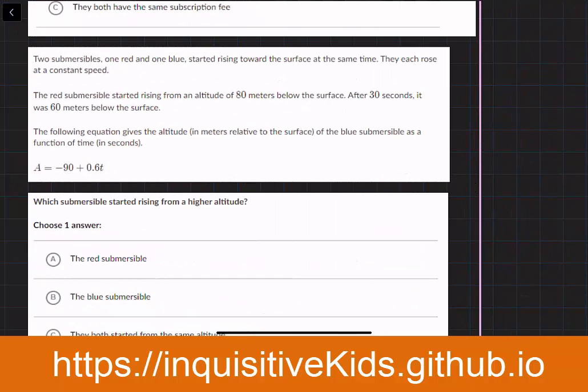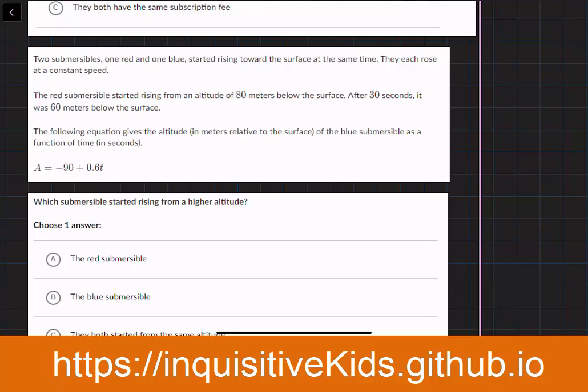2 submersibles, one red and one blue, started rising toward the surface at the same time. They each rose at a constant speed. The red submersible started rising from an altitude of 80 meters below the surface. After 30 seconds, it was 60 meters below the surface.